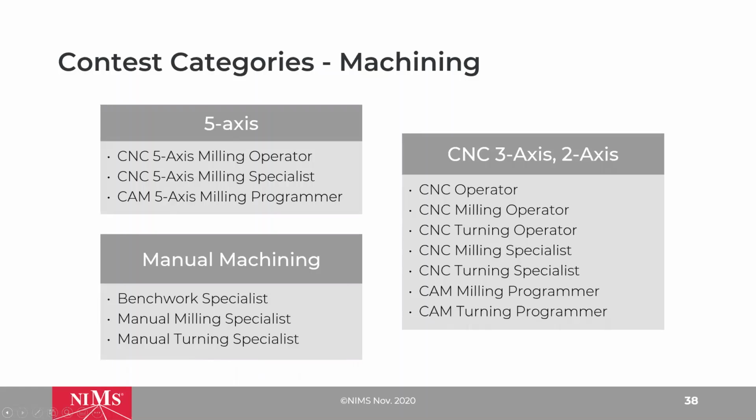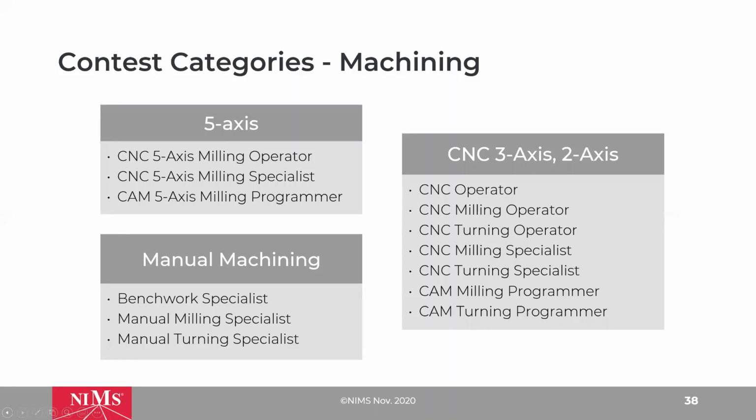Now we'll talk about how the contest is structured. There are 4 categories. The first 3 are machining. We have a new 5-axis standard that we came out with last year, I believe, and so we will be introducing credentials for that next year. So we are accepting projects in these 3 categories. We are also including some of our manual machining credentials, the most popular ones, and then our CNC 3-axis and 2-axis programs.